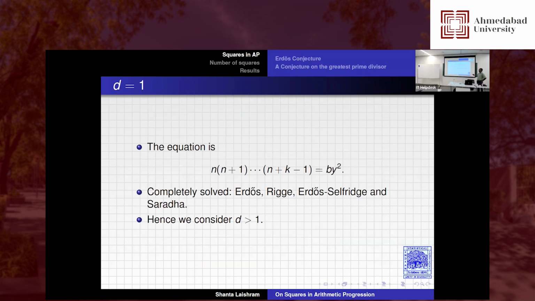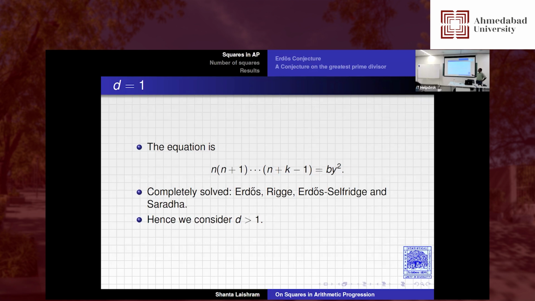b times y square, where b is a number which is square free and whose largest prime factor is less than or equal to k. This equation has been completely solved from the work of Erdős, Rigge, Erdős, Selfridge, and Saradha. Basically, Erdős and Rigge first had some partial result, then Erdős and Selfridge completely proved that there are no solutions to this with b equal to 1. Later on, Saradha extended it with b bigger than 1. I won't go much into history, but this is their work.